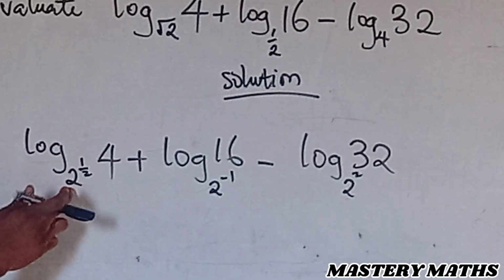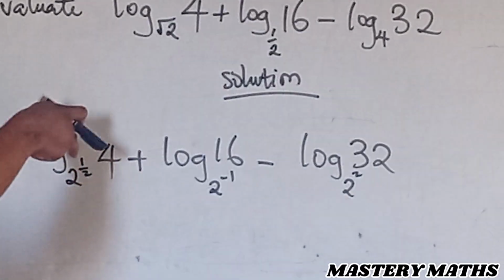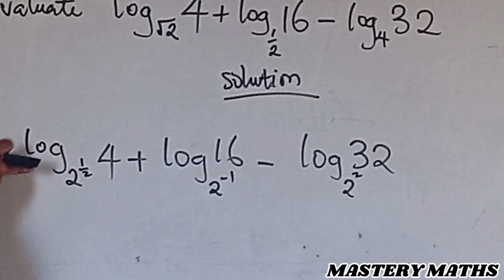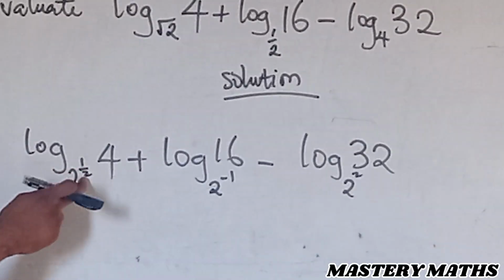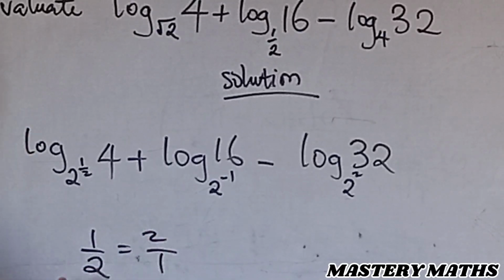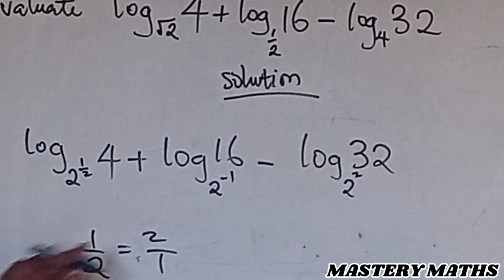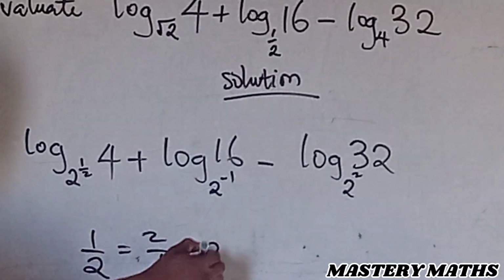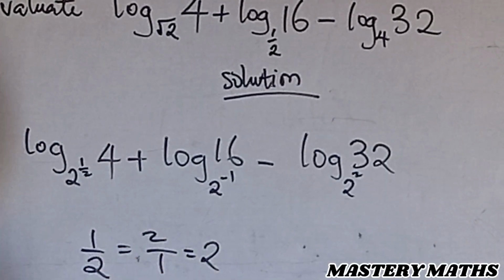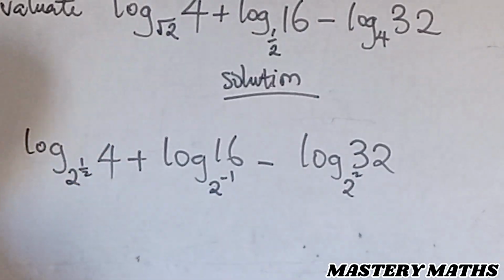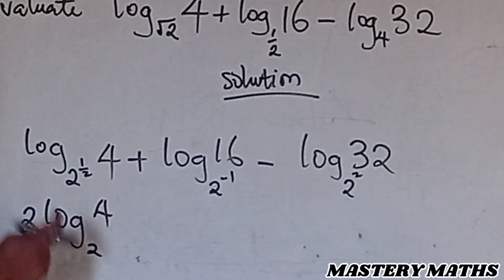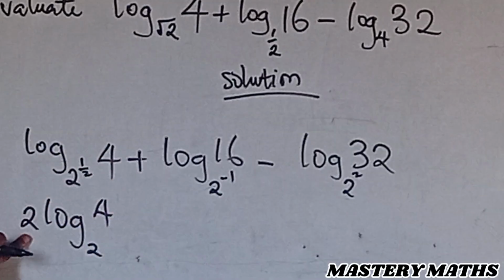Now, if you watch, this base has a power of half. Look for the reciprocal of this half and use it to multiply the log. The reciprocal of 1 over 2 is equal to 2 over 1, the inverse of it. So 2 divided by 1 is 2. So the reciprocal of this 1 over 2 is 2. So it becomes 2 log 4 in base 2 because we use this to multiply this.